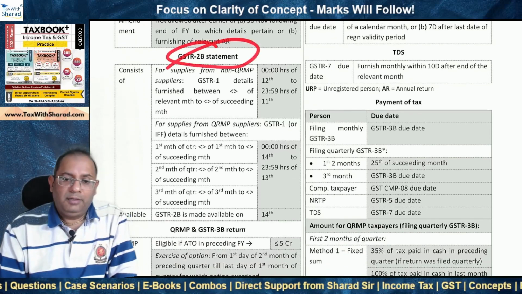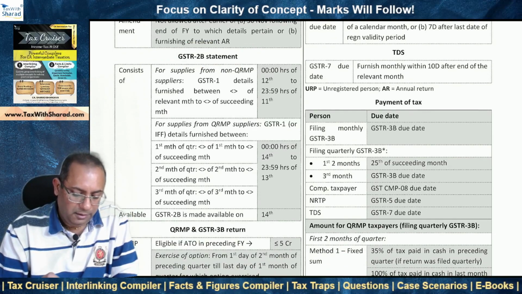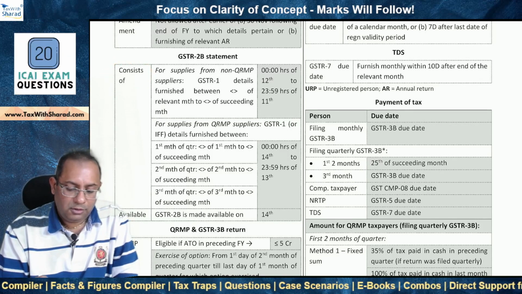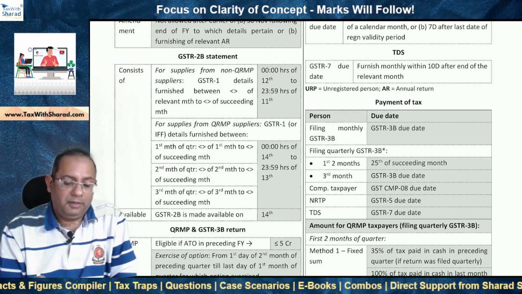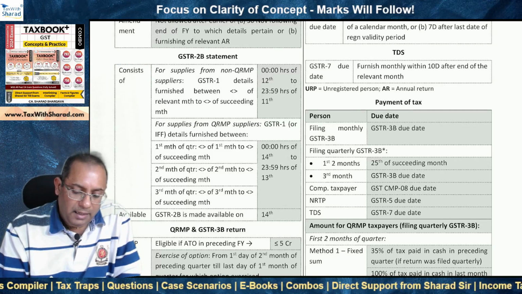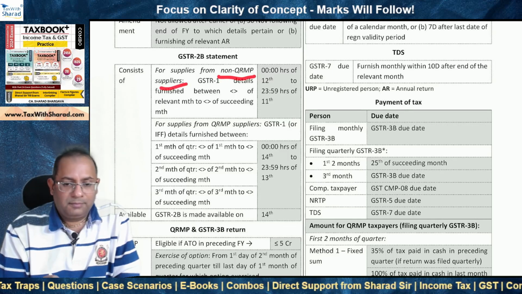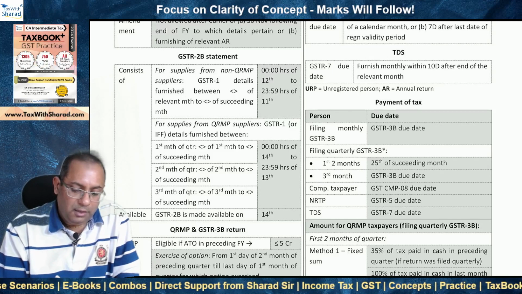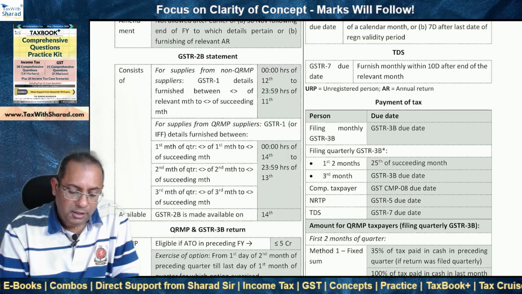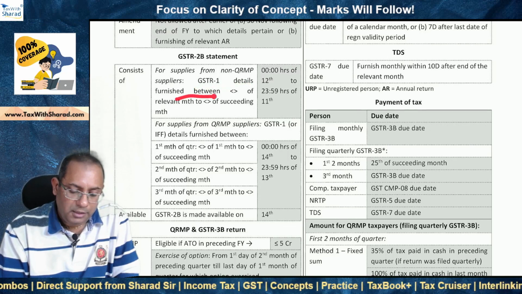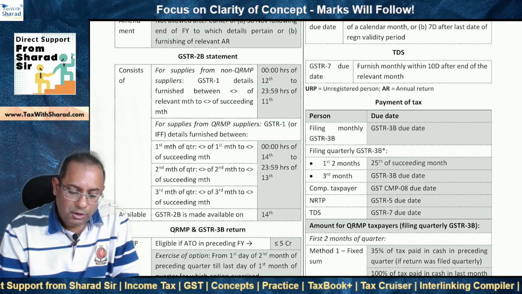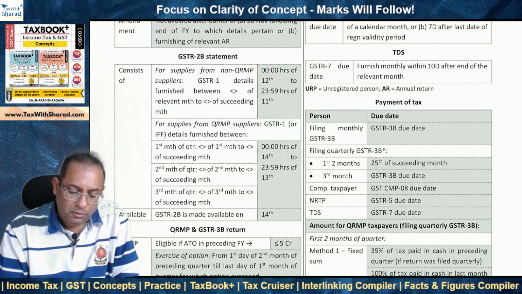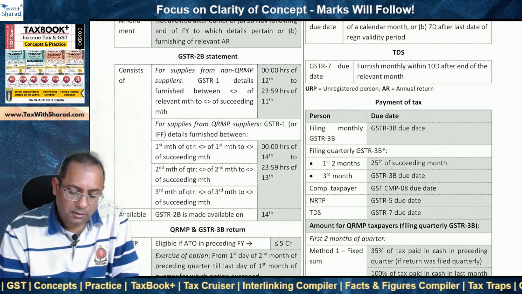Now GSTR2B statement, that is the auto-generated ITC statement. What does it consist of? It consists of GSTR1 details which have been furnished by the supplier. For supplies from non-QRMP suppliers, that means monthly GSTR1 cases, GSTR2B contains GSTR1 details furnished between 0000 hours of 12th of the relevant month to 23:59 hours of 11th of the succeeding month.